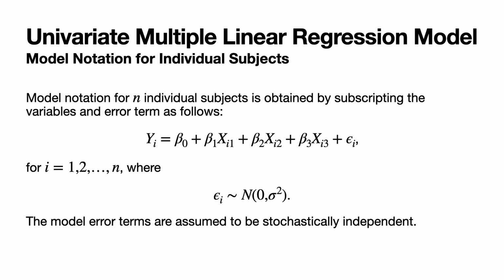So each subject has its own value of y and its own values for x1, x2, and x3. In addition, the typical assumption is that the error terms are normally distributed, by convention with a mean of 0. Again, we denote the variance of the error distribution by sigma squared. The other assumption is that the model error terms across the various subjects are stochastically independent.